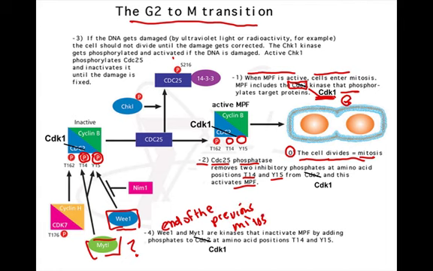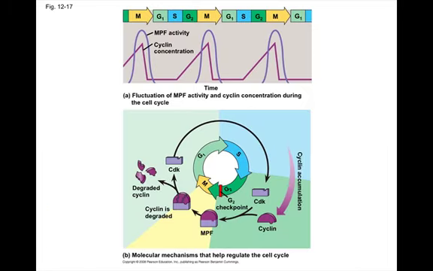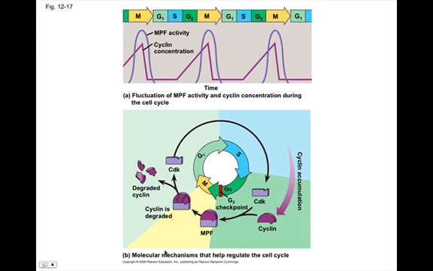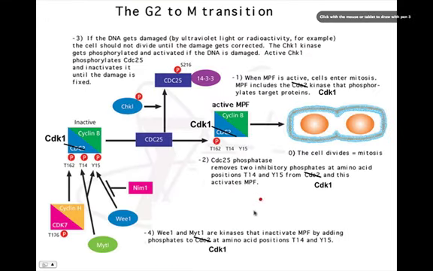So if we erase this just for a second and look back here, this is where WEE1 and MYT1 are active. And what they do is they're kinases, and one of their target proteins is CDK1, and they add the phosphates that inhibit CDK1 during interphase. CDK1 is present during interphase, but it is inactive. See? Boom, like that. Who had inactivated it? WEE1 and MYT1.